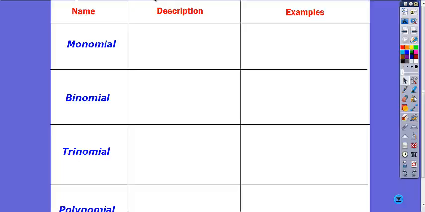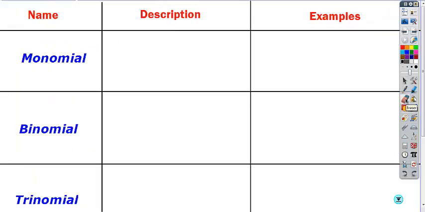So, 5.2. The first thing is we're going to be naming polynomials in this section. So we're going to be using technical terms. When it comes to naming polynomials, there's actually two names for each polynomial. We name things by the number of terms they have, and we name things by the degree. So the first thing is going to be the name by terms.